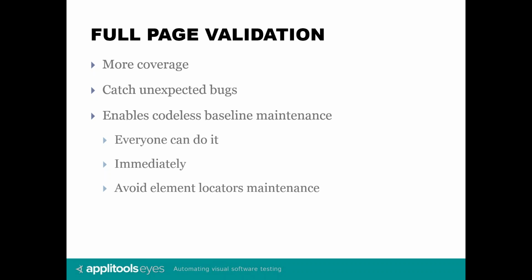And of course, you avoid maintaining all those element locators that are required to pinpoint those specific components that you would otherwise have to test. And these element locators, as you well know, tend to break when your UI changes. So instead of having to go and fix those element locators in code when the UI changes, you can just approve or open bugs for the current screenshot that was taken.